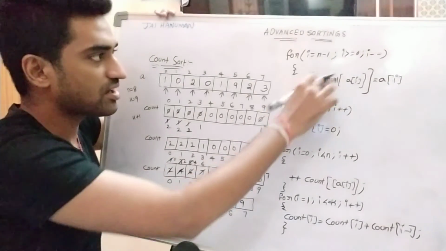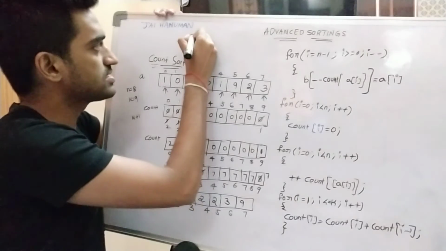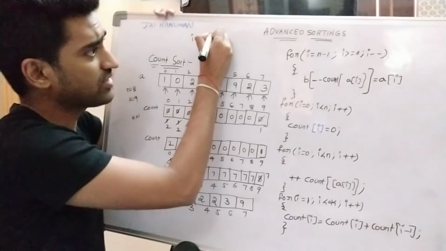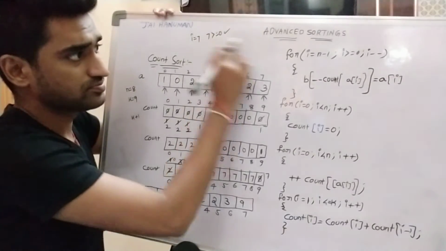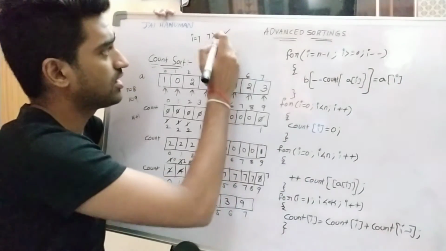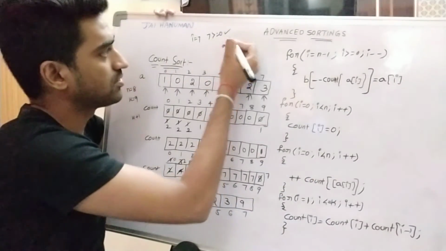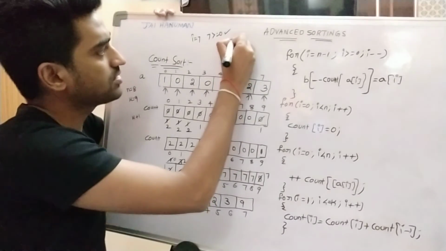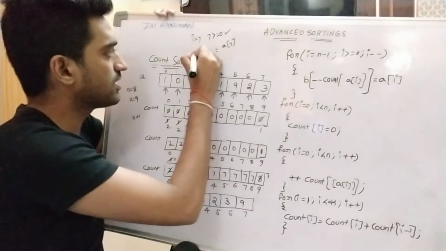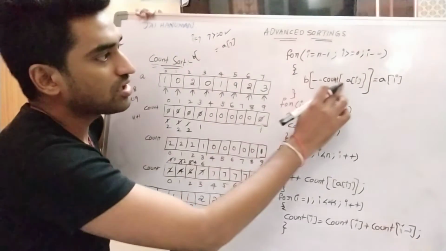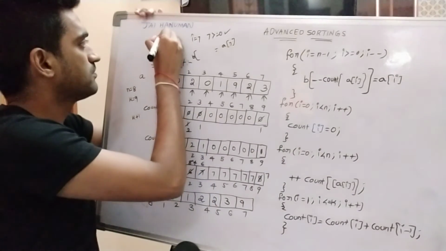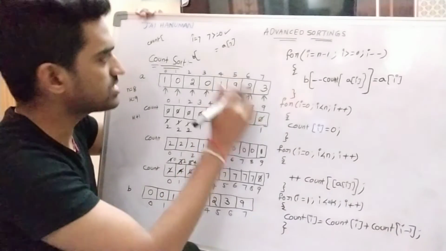Suppose I am tracing this loop. For I is equal to n minus 1, so 8 minus 1, 7. 7 greater than or equal to 0, condition true. So A of I is equal to A of 7. I am storing into the B array, count of A of I, so count of A of 7. A of 7 value is 3.